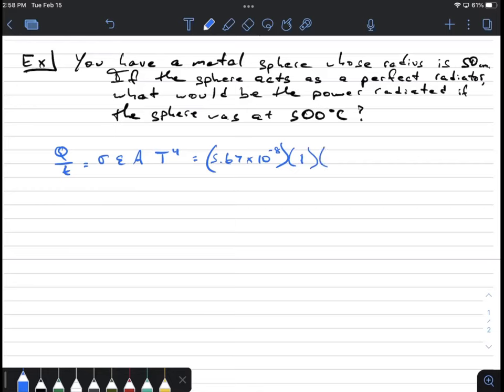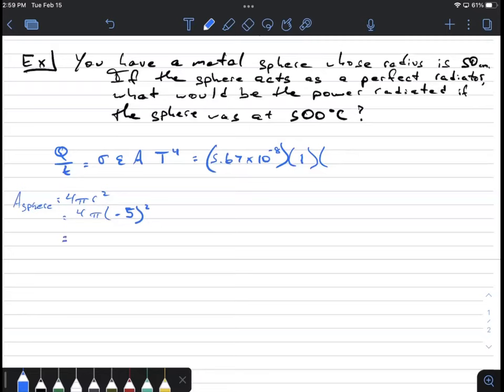Then I need the surface area. Well, in order to calculate the surface area, I need to know what shape my object is. I'm told I have a sphere. And so I know that the surface area of a sphere is given by 4 pi r squared. So for this sphere, it's 4 times pi times the radius of the sphere, which is 50 centimeters. However, again, centimeters is bad units. So we have to convert centimeters to meters, and so it becomes 0.5 squared.